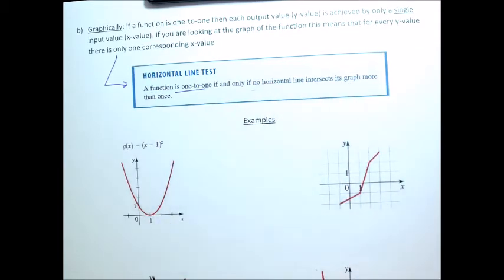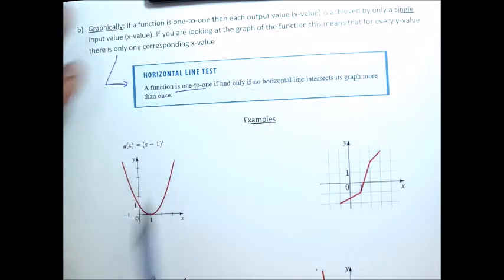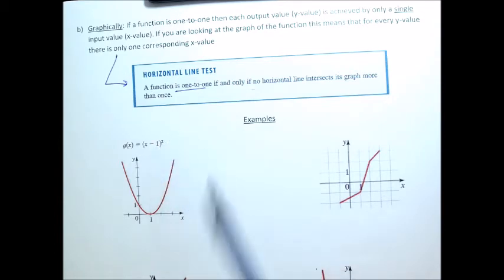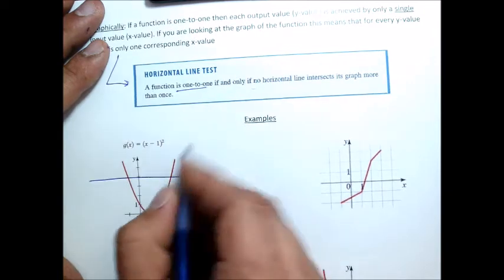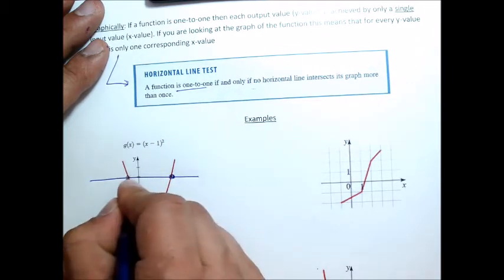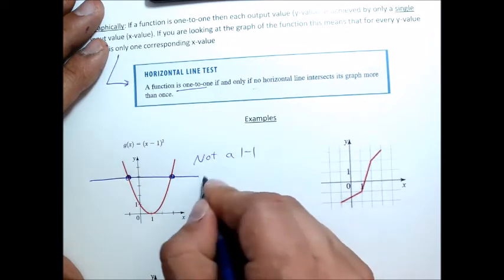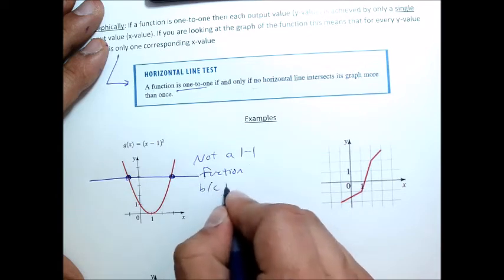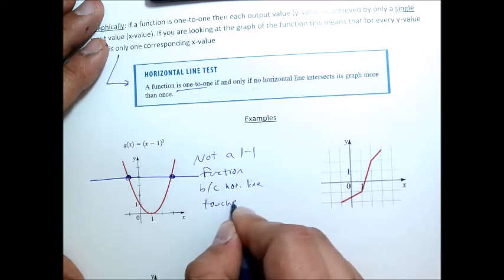So for example, I'm just going to do the first one real quick. This is an example similar to the last page. Notice we've got an even power, x minus 1 squared. So that shouldn't be one-to-one usually. And we can prove that because I can draw a horizontal line and it'll touch twice. So this is not a one-to-one function because a horizontal line touches the graph twice.